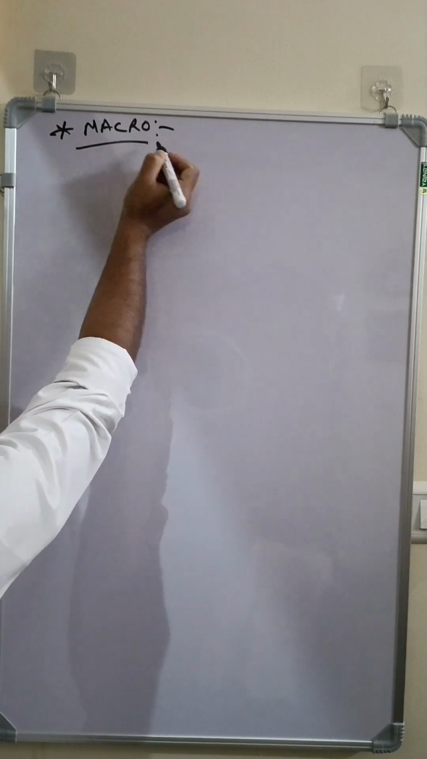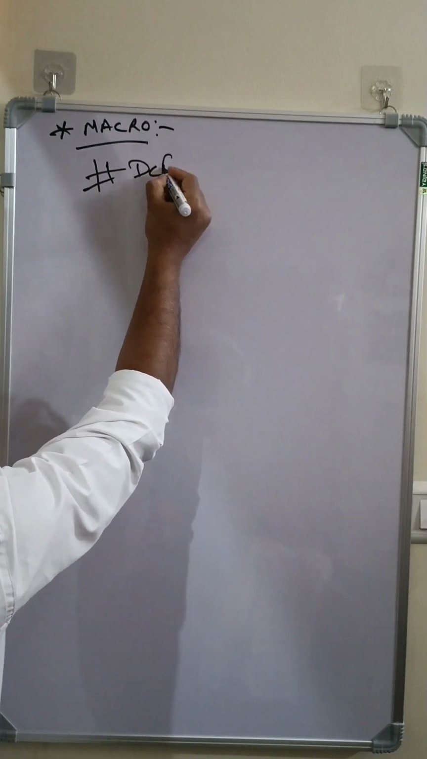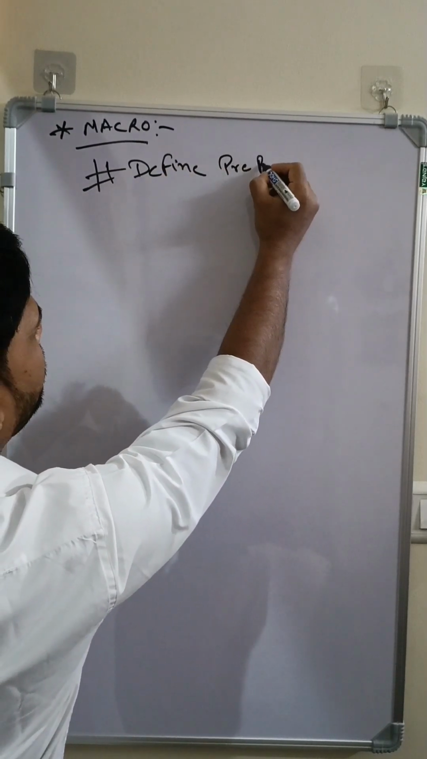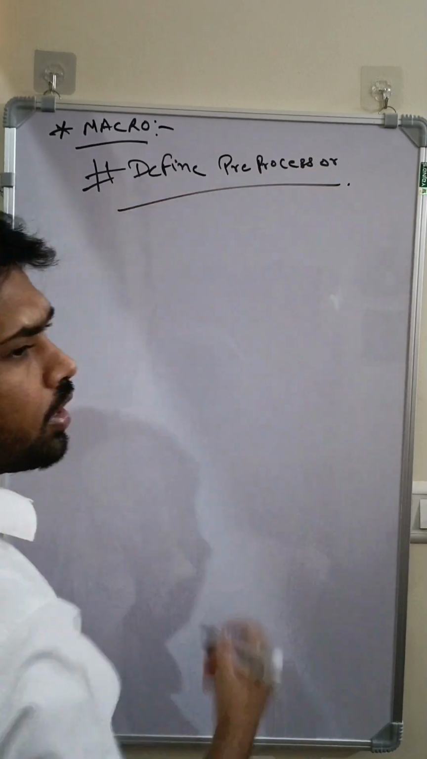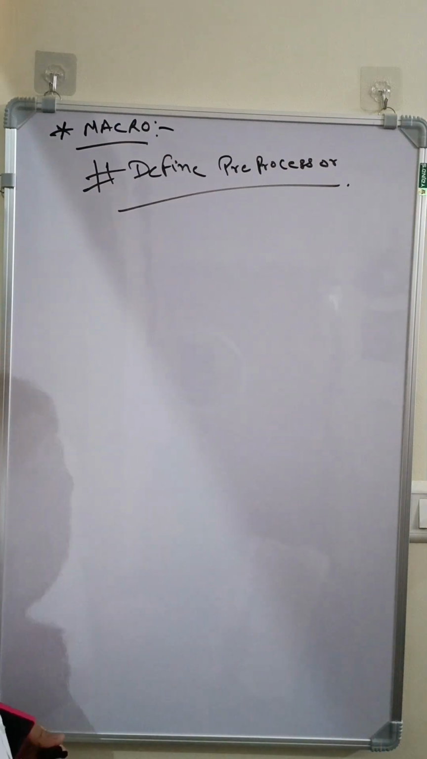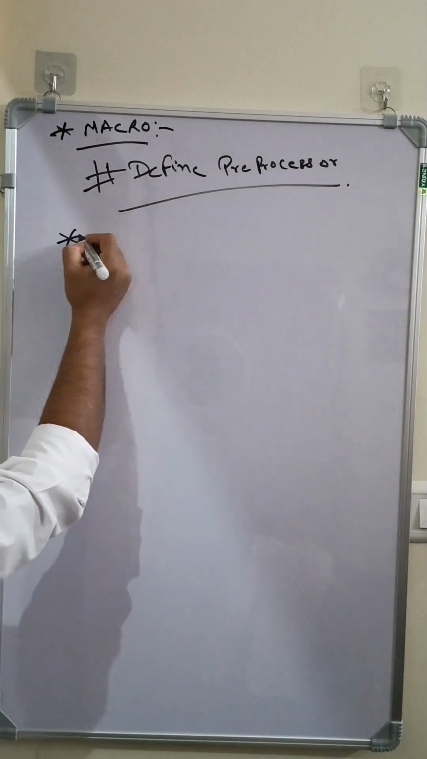Okay, so macro is the defined preprocessor directive. Okay, so while compiling it will take the value and it will execute, so that is the preprocessor. Okay, so there are some macros.